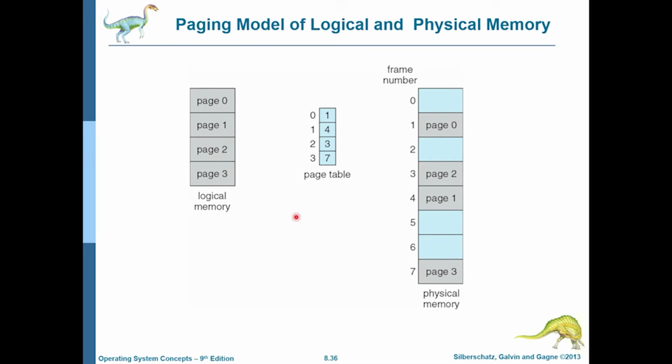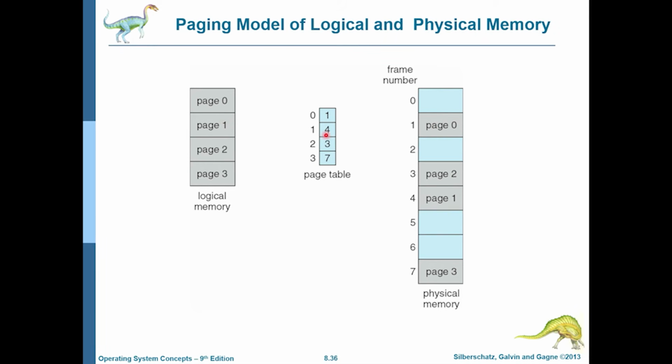Here is an example. Our logical memory has been divided into 4 pages: page 0, page 1, page 2, and page 3. And here is a page table. We have page table entries for page 0, page 1, page 2, page 3, and these are the frame numbers mapped in the page table. For page number 0, we look at entry number 0 and the frame number is 1. So we go to frame number 1 and we see in physical memory page number 0 is present right here.